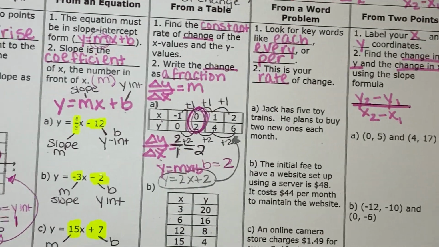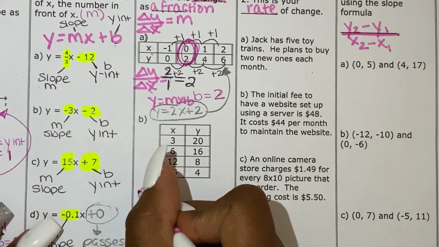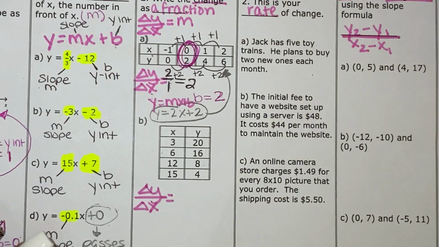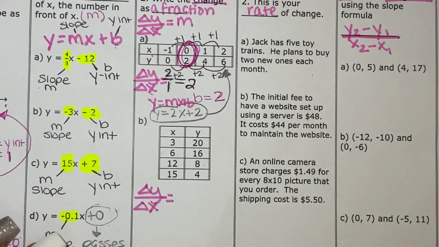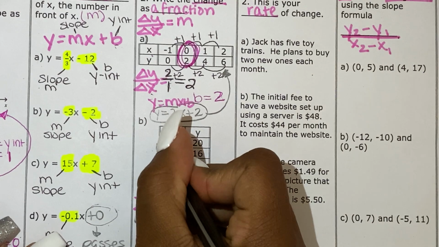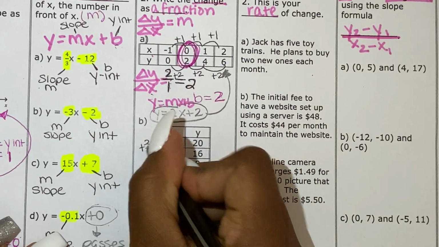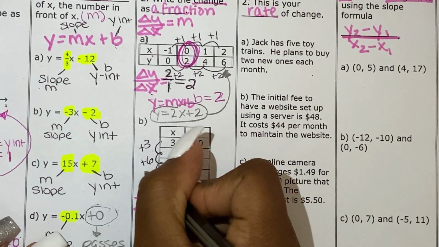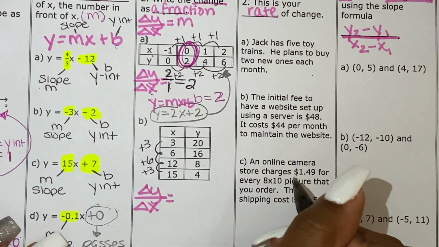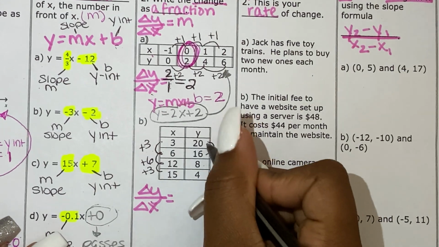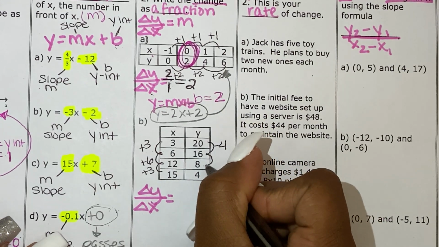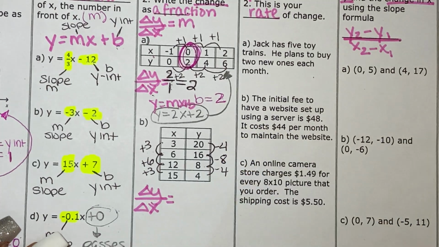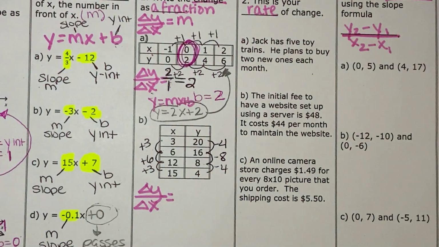We need to find the change in y over the change in x. For the change in x, 3 to 6 is +3. 6 to 12 is +6. 12 to 15 is +3. For the change in y, 20 to 16 is -4. 16 to 8 is -8. 8 to 4 is another -4.